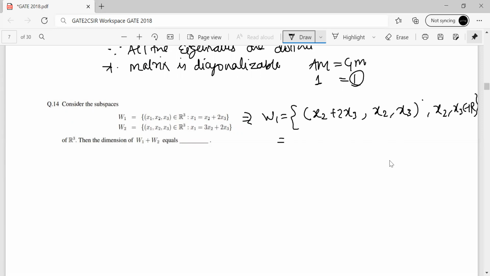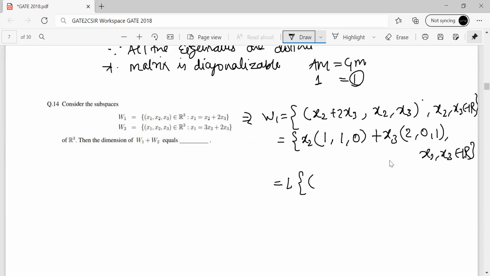Or you can even find out the basis. So x2 times 1, 1, 0, plus x3 times 2, 0, 1, such that x2, x3 belong to the set of reals. Now you can see that this is the linear span of just two vectors, 1, 1, 0 and 2, 0, 1, and they are linearly independent. So the dimension of W1 is 2.